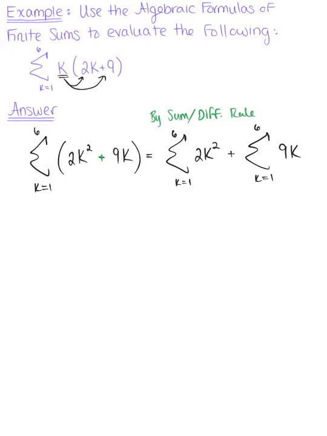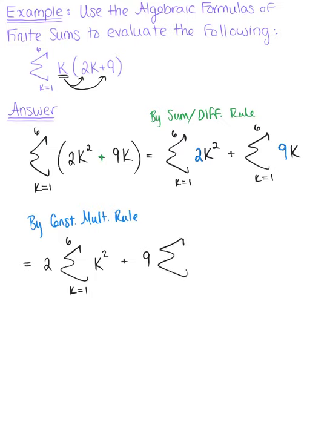And now looking at these two sums here, if we look at the first term, we think, oh, we've got a constant 2 in the front. If we look at our second sum, we have a constant 9 in the front. So we can say, by the constant multiple rule, we can rewrite this even further. We can say that this is equivalent to 2 multiplied by the sum from k is 1 to 6 of k squared plus 9 multiplied by the sum from k is 1 to 6 of k.